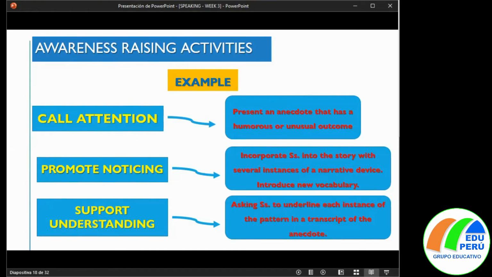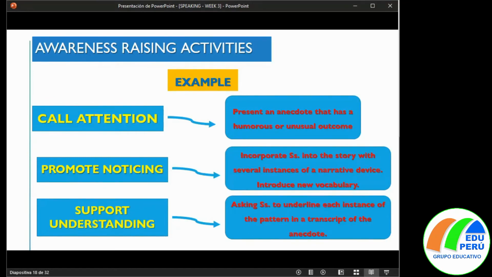And finally, to support that the students could get this new vocabulary, these new structures or patterns, one of the activities, this is an example because we have more activities to do. So the teacher asks the students to underline in a transcript. Notice, the teacher used a transcript maybe of the anecdote, of the story that they listened to before, and asked the students to underline each instance of the pattern in a transcript of the anecdote.